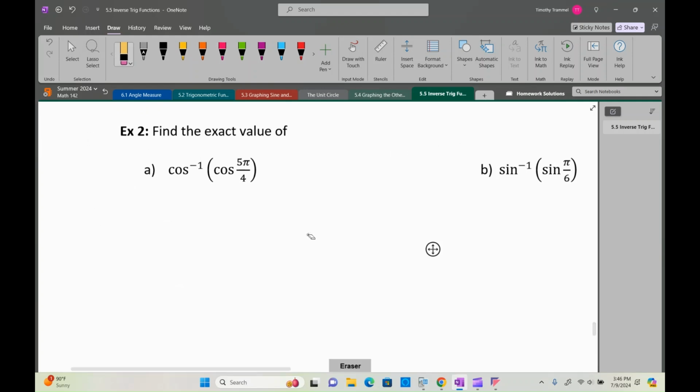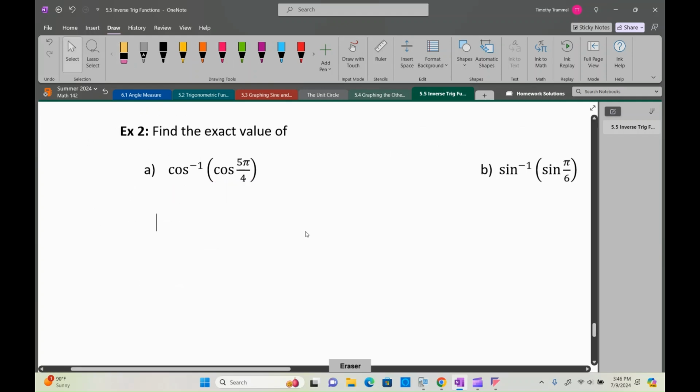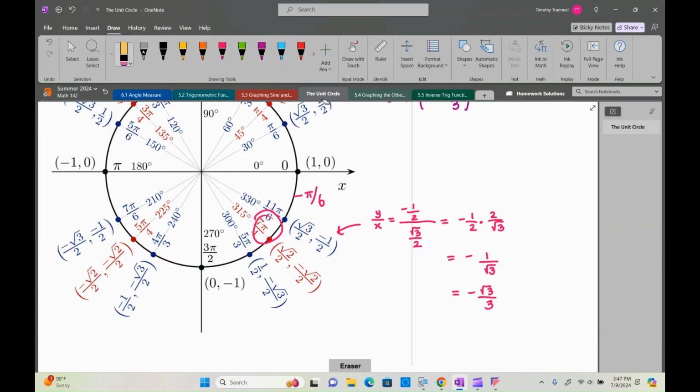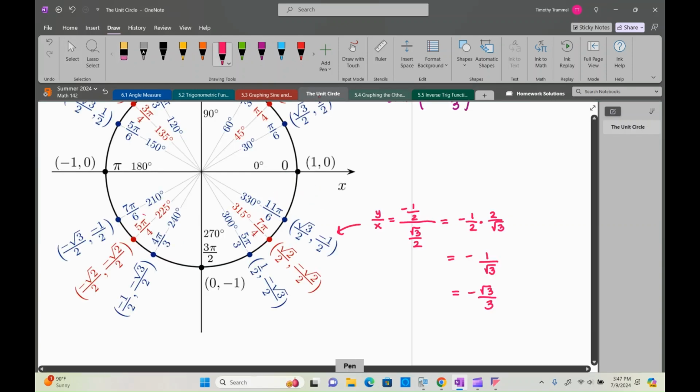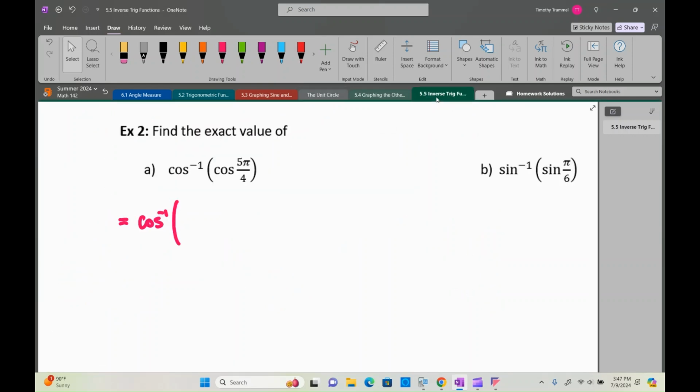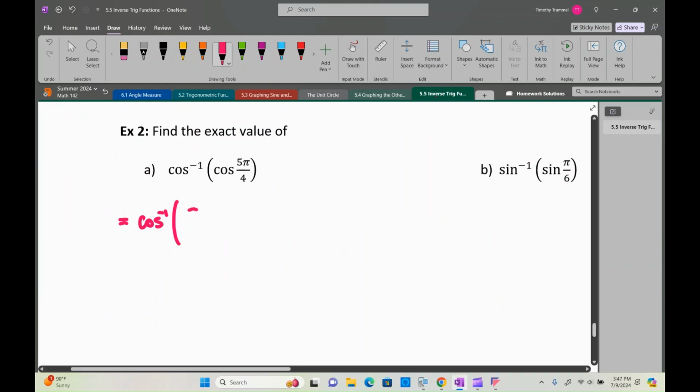So if you were to evaluate this and you didn't know exactly how inverse trig functions worked, well, then you could start evaluating these from the inside out. You could say, okay, well, I first want to figure out what cosine of 5 pi over 4 is. So I go over to my unit circle. I can find that 5 pi over 4. It's right here. And so what that tells me is that cosine is minus the square root of 2 over 2 at that angle. Okay. So I can write in here minus root 2 over 2.